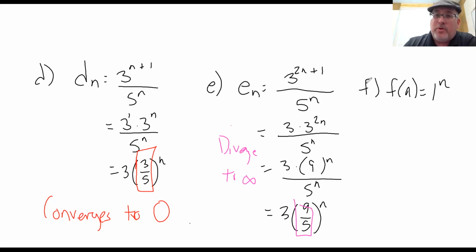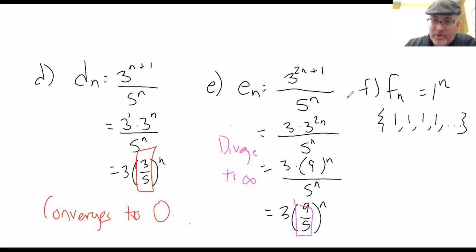And let's look at this last one, which is somewhat trivial, but it's here for a reason. The function, which I actually wrote in function notation, let me go back and rewrite it in subscript notation. Our sequence is f_n equals 1 to the nth power. This sequence is just a bunch of 1s, because 1 to any power is equal to 1. So this is an instant converges to 1.